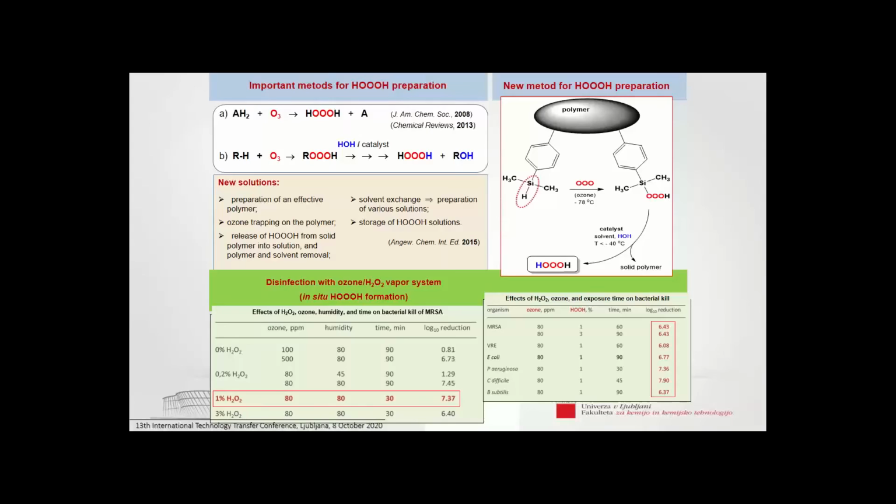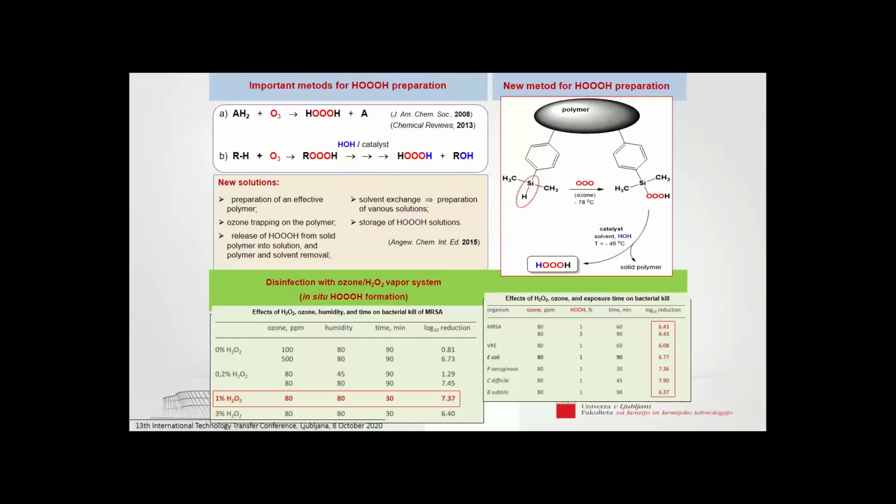Our method, shown on the figure at right, offers some key advantages, which are preparation of an effective polymer bearing a reactive group, ozone trapping under the polymer, catalytic release of hydrogen trioxide from the solid polymer into solution, and polymer and solvent removal. Further, possible solvent exchange and preparation of various solutions, and convenient and simple storage of prepared solutions of hydrogen trioxide.